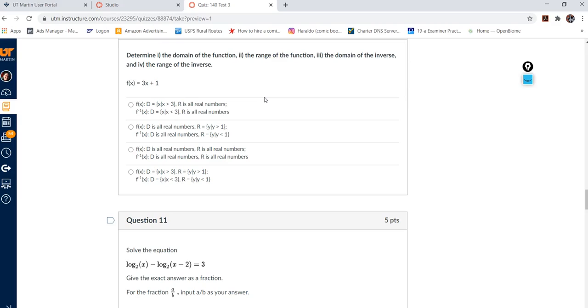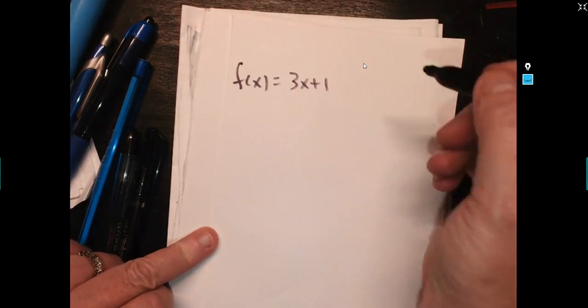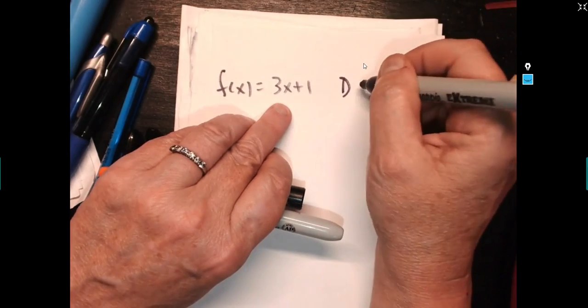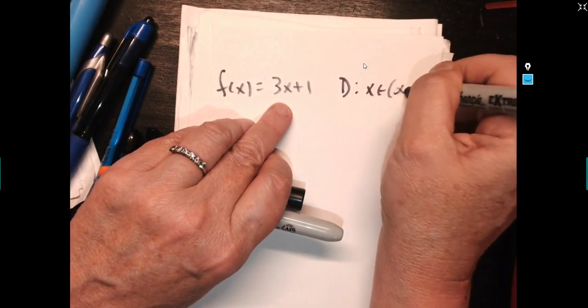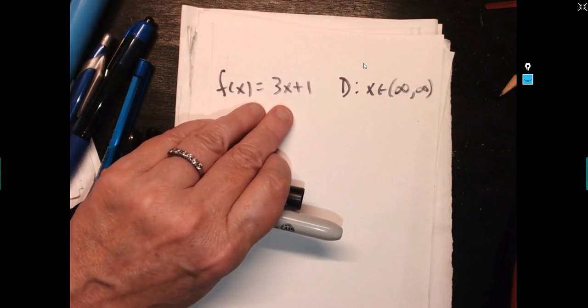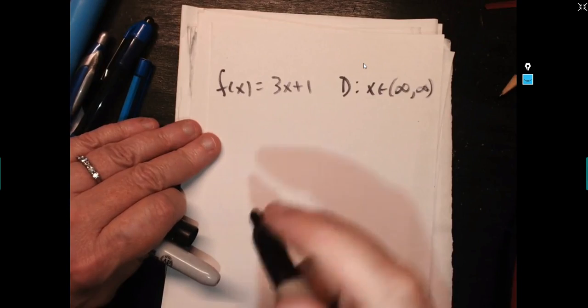Well, that's using the fact that if it's 1 to 1, then the domain and the range of each other are just swapped. So f of x equals 3x plus 1. Let's get the domain. Here there's no restriction on x whatsoever. x can be anything. We don't have a fraction and we don't have an even root. We don't have a logarithm, so there's no restriction on x. That's my domain.